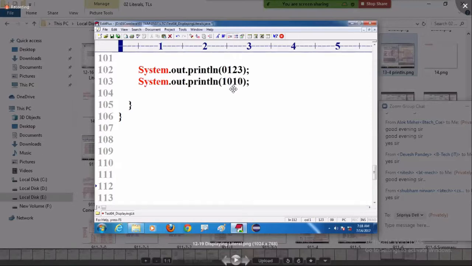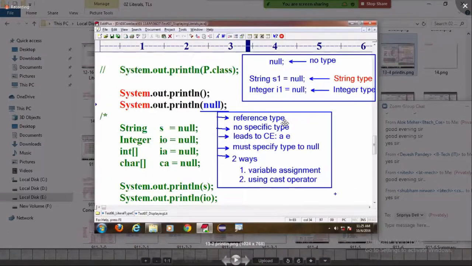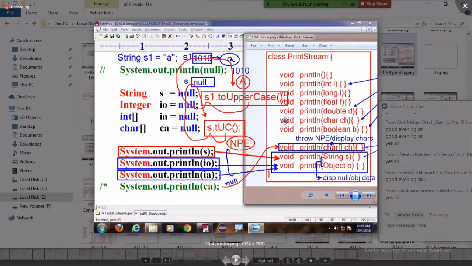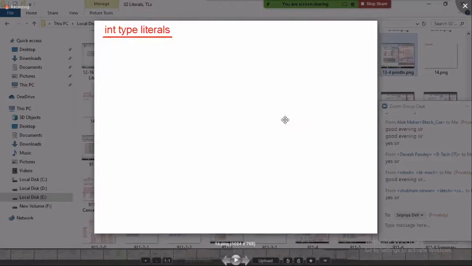Now we should understand how we can inform the compiler and JVM that it is an octal number or a binary number. There is information for the compiler. Try to observe, we need to understand one small story here. Look here, int type literals.